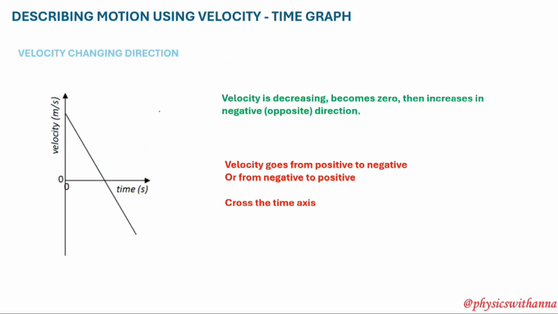Then we discuss the last part, where we learn how to find if the velocity is changing direction. Now, in a velocity versus time graph, if you have a line that goes from positive values to negative, or from negative to positive, whenever a line crosses the time axis, in this situation we say that the velocity is changing direction. So anytime your velocity values go from positive to negative, or negative to positive, or it crosses the time axis, in that case we say it is changing direction.